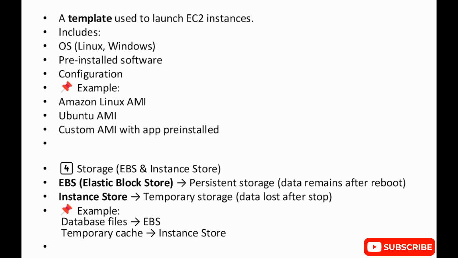But EBS, Elastic Block Store, is permanent storage of data: after reboot, your data will be the same. Example: database files. So this is EBS. But for temporary cache, this is the instance store. Suppose you reboot your system, then this temporary data will be deleted. So this is called storage.